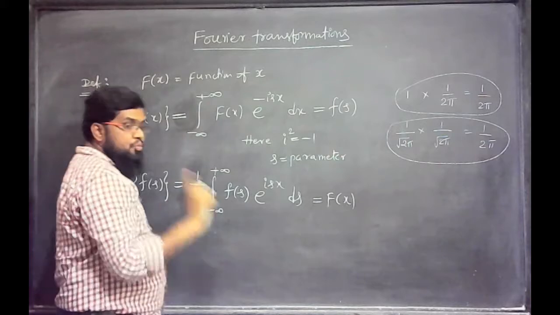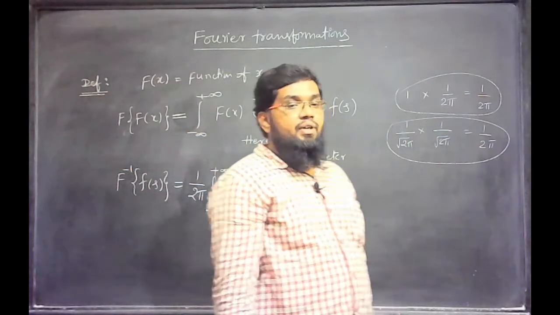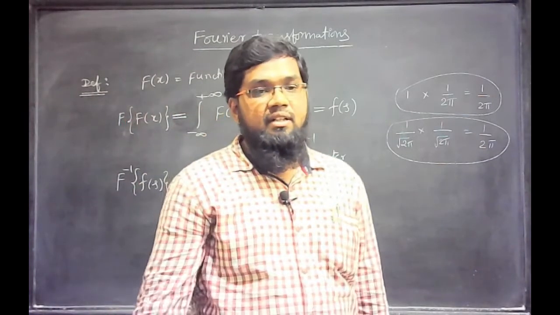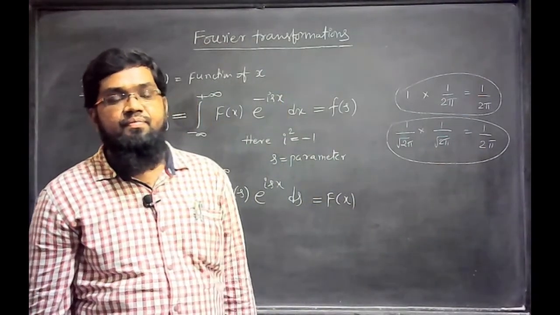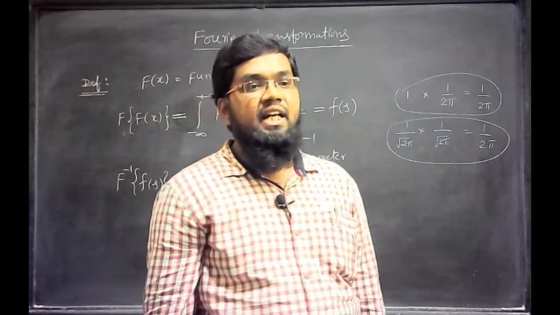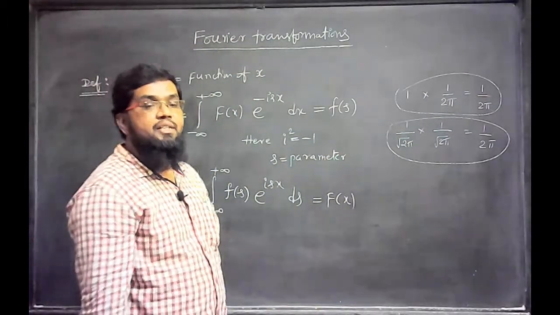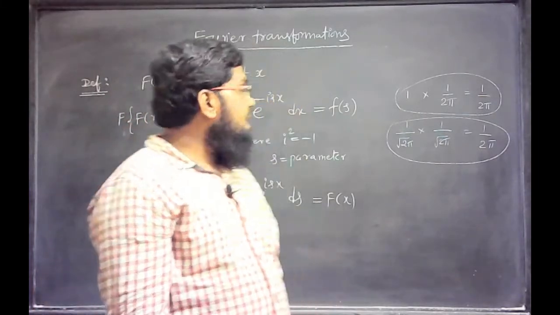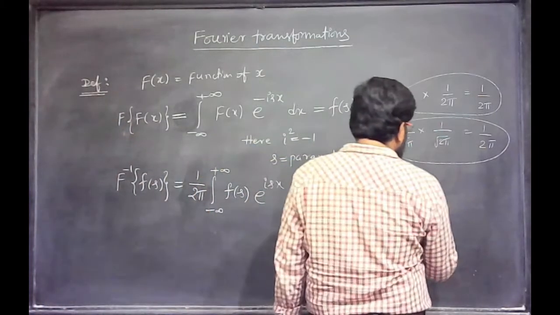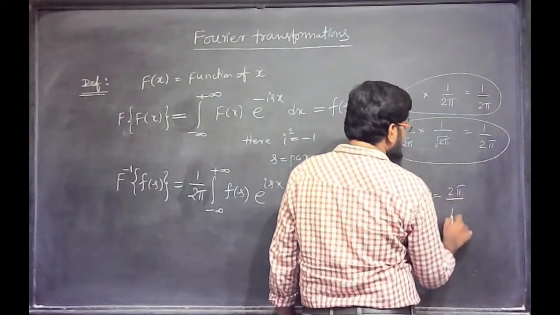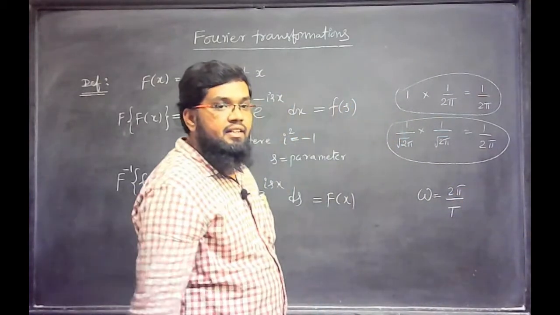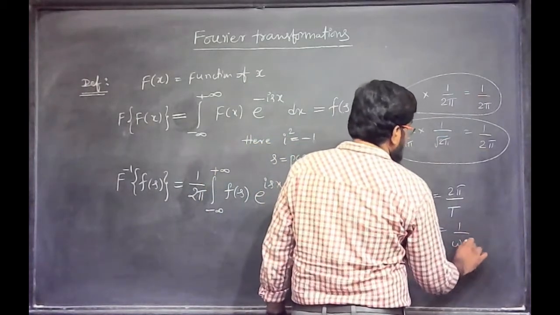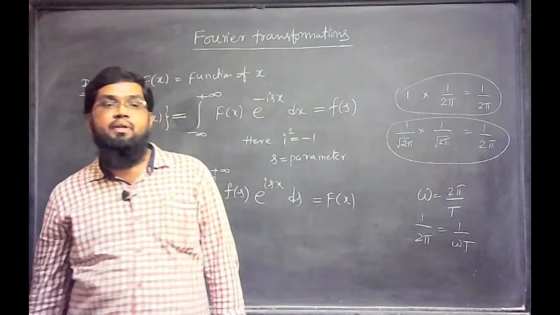It is somewhat, if you know the physics, the frequency and the time, frequency and time will be related as frequency is equal to the reciprocal of the time. Okay, so omega is equal to 2π/t. So 1/2π will be equal to 1/ωt. Their product must be 2π.